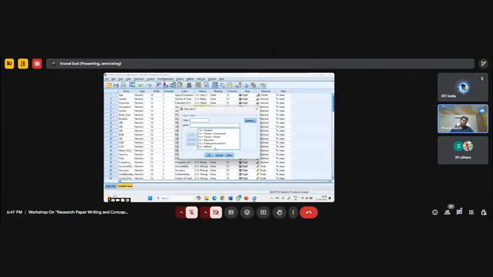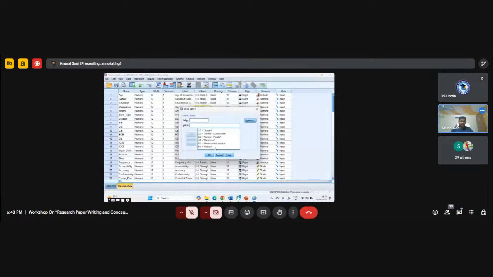Occupation: students, service government, service private, business, professional practice, retired. Does sequence matter? Again, it is like education. No, sir. Let's say if some person is government and some person is service private, should I give the first priority to service government? No, not at all possible. Clear? So this is absolutely not possible. So here the sequence does not matter, right? So that is why it is called nominal data.